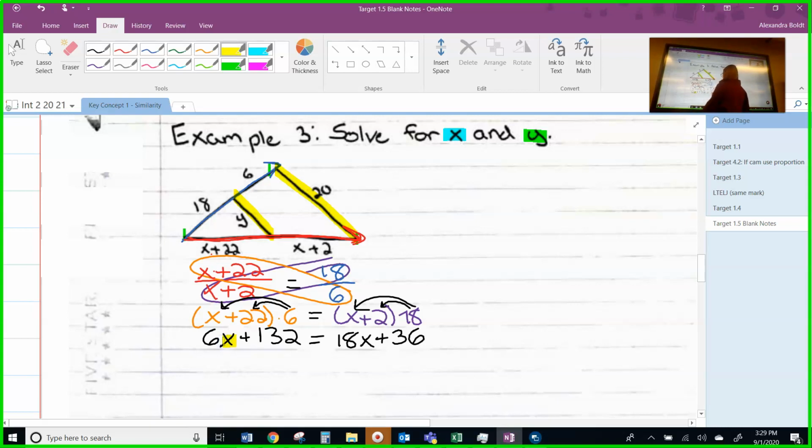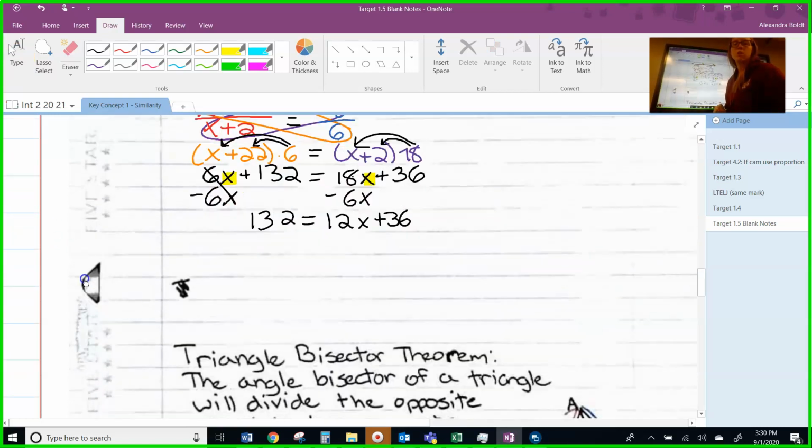So I have an x in both places. Again, it doesn't matter which one I get rid of. I'm going to get rid of the 6x, and if you would like to know my reasoning, I like to keep my numbers positive. So I'm getting rid of the smaller x, because then 18x minus 6x is still a positive number, because I don't like negatives. But again, it doesn't matter. If you subtracted 18 and then did it, you would still get the same answer. And that's 12x. Okay. I'm going to move this down.